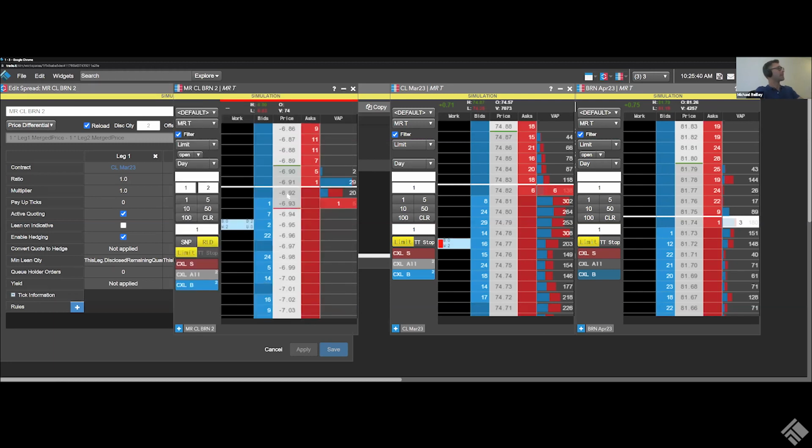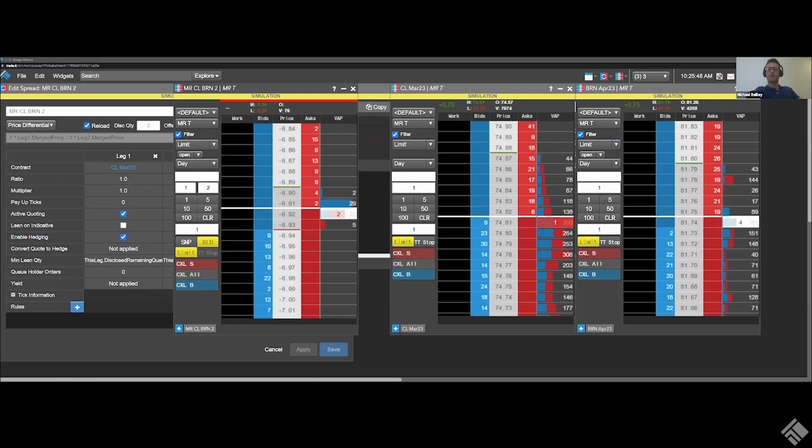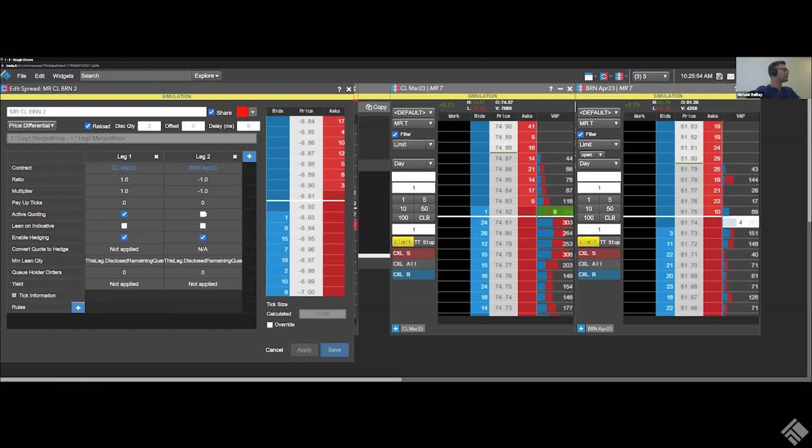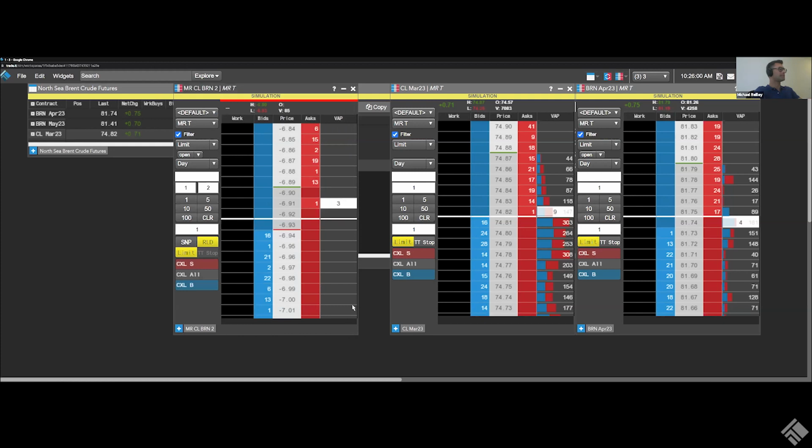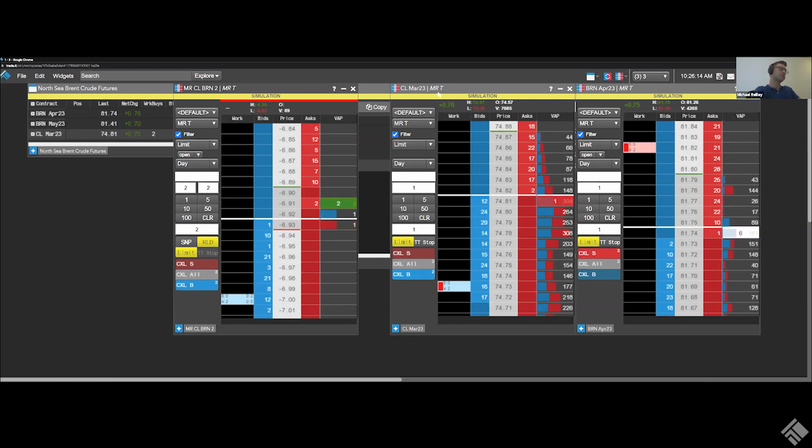So if we go back to our configuration, we can enable active quoting on both legs. We can save that change. Changes occur dynamically. I'm quoting 2 lots here. And if we go back and we now place an order at, let's say, 7 even, you'll notice that we now have 2 quote orders, one in the CL March 23 contract and one in the Brent April 23 contract.